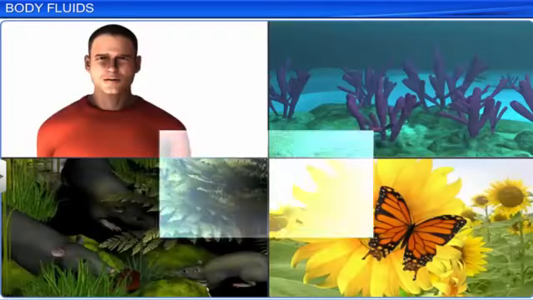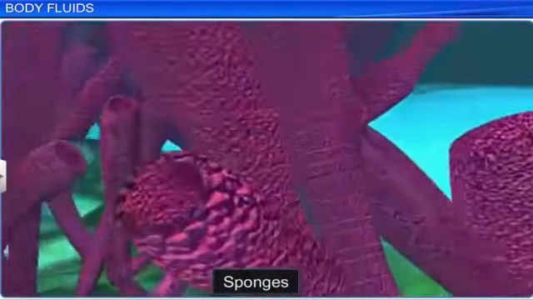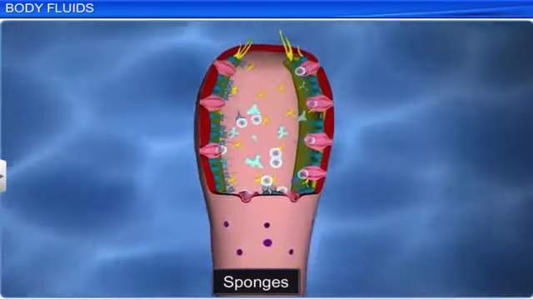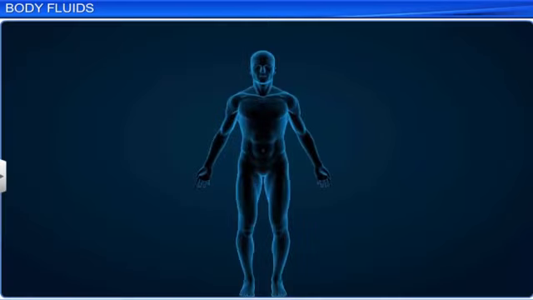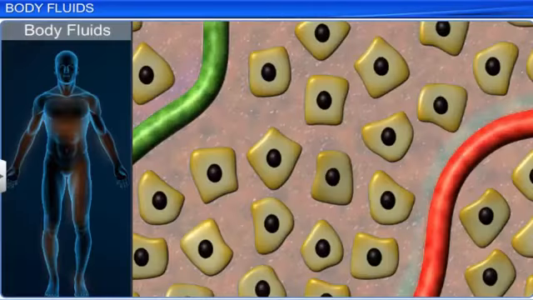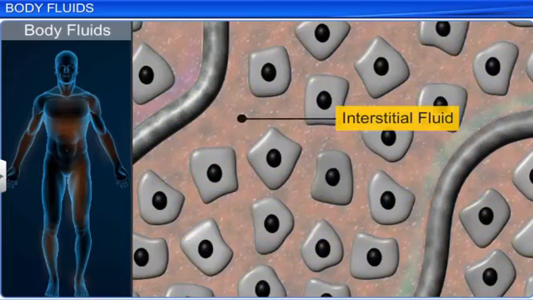This process of supply and removal is carried out by simple organisms like sponges, by allowing water to flow through their body cavities. It is also carried out by complex organisms like humans through a special medium called body fluids that circulate these substances throughout the body. Body fluids include blood, interstitial fluid, and lymph.